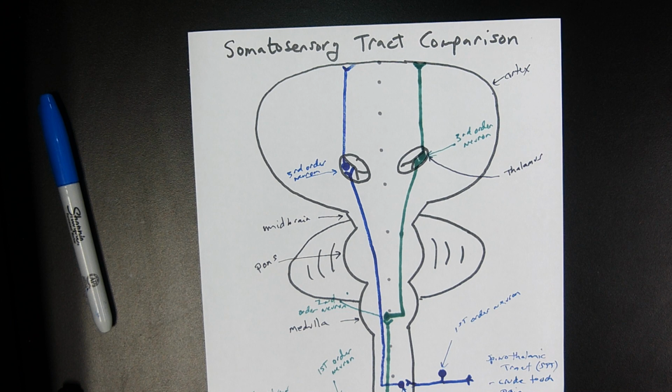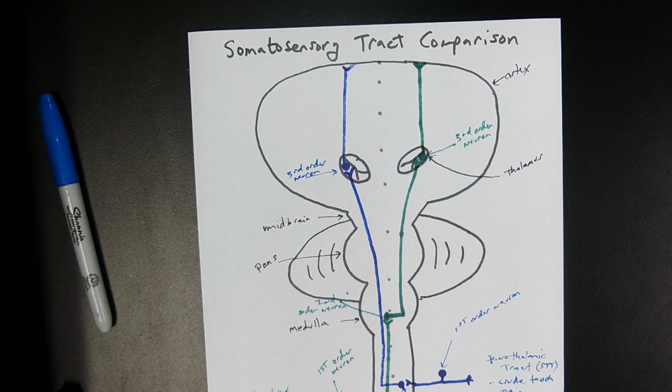Somatosensory, yep, somatosensory is the postcentral gyrus in the parietal lobe. Motor is in the frontal. Somatosensory is in the parietal. Any other questions? But look at it.